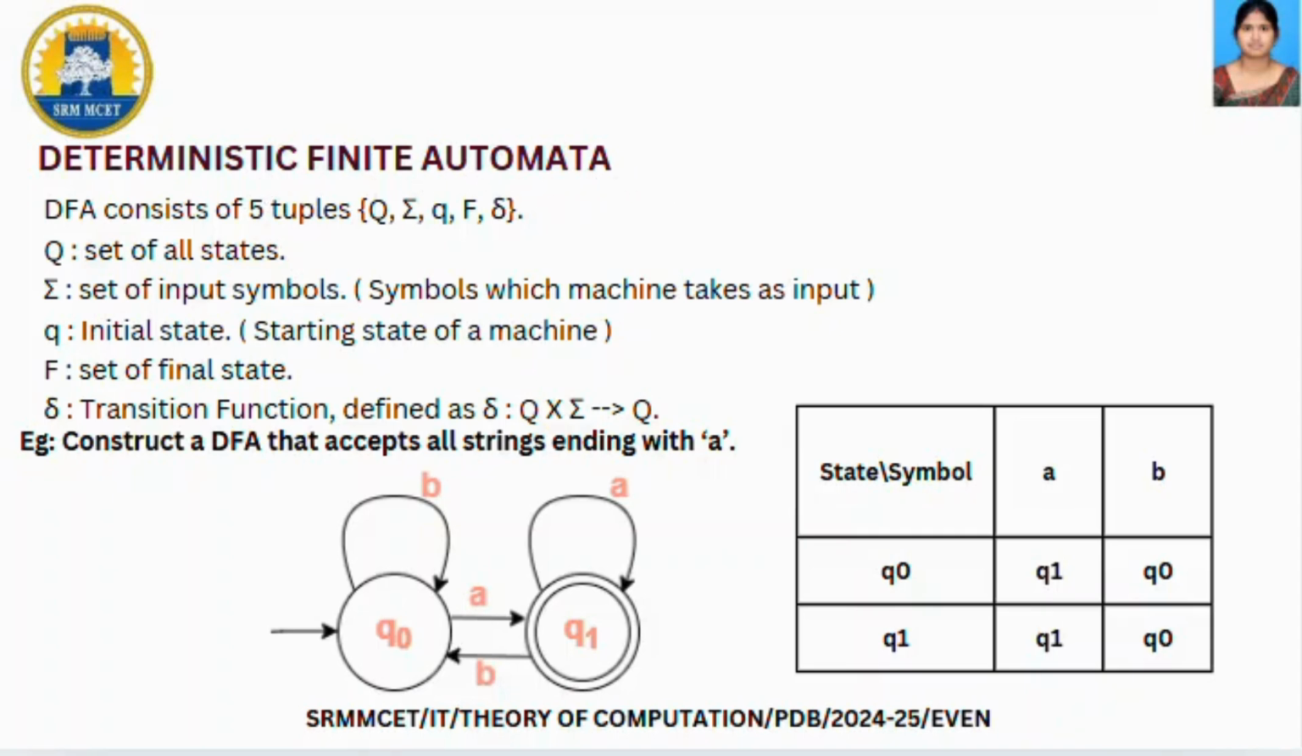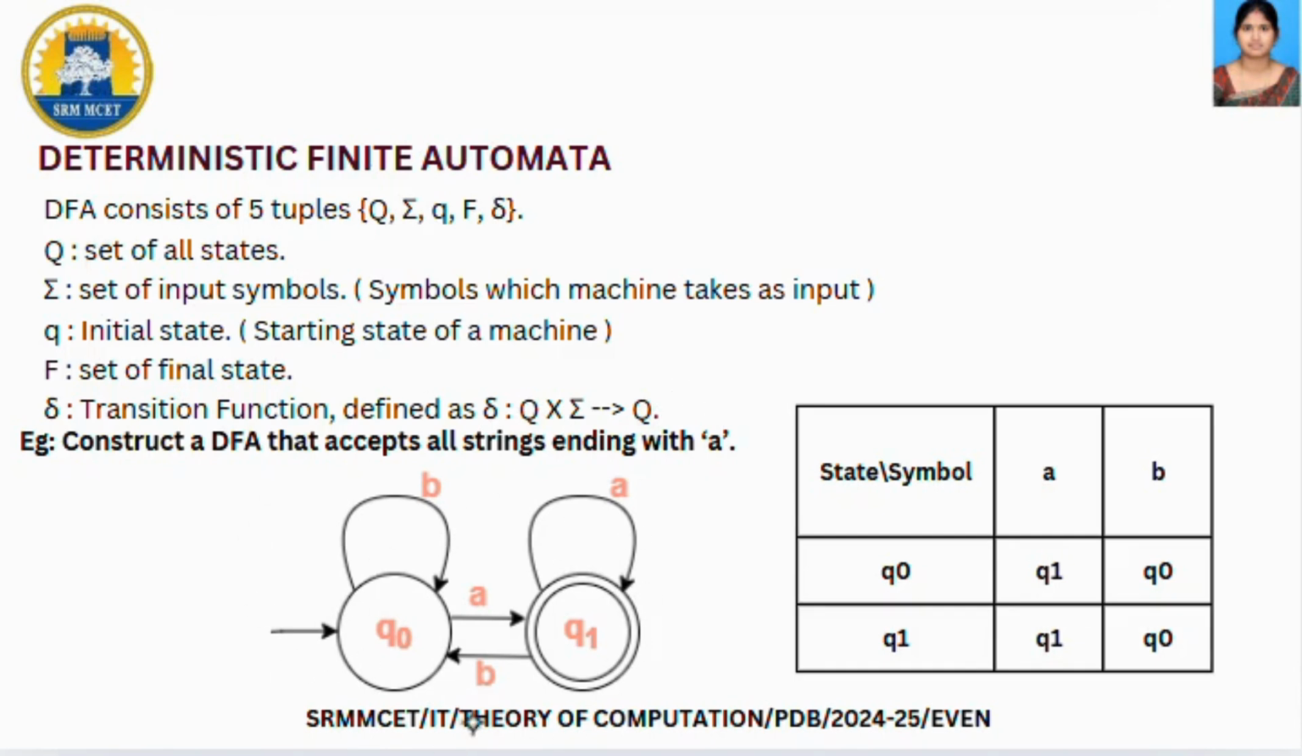Deterministic finite automata consist of five tuples: Q, input alphabet Σ, q0, F, and the transition function δ, where Q stands for the set of all states, Σ is the set of input symbols, q0 stands for the initial state, and F stands for the set of final states, and the transition function is defined by Q cross input symbol, which is equal to the set of all states.